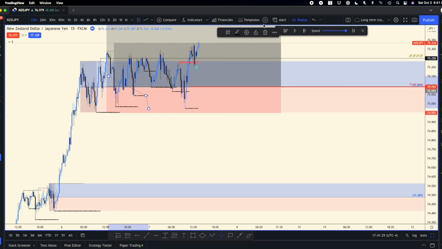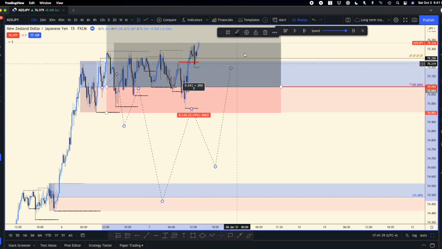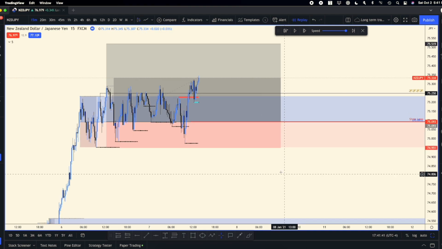Let's delete this, sorry. Start doing something because I think it was here, right? No, here. Start doing something like this, come down to here, and then start making its way back up. That's what I was expecting. But right now we're in the trade.